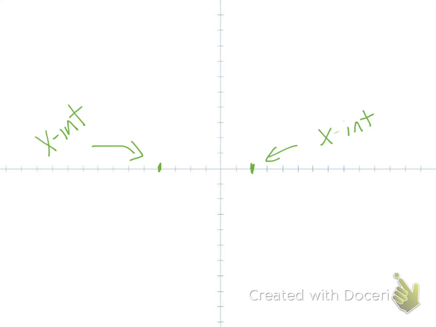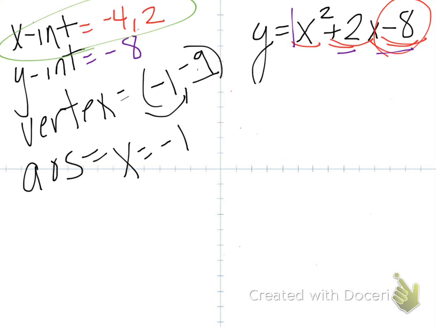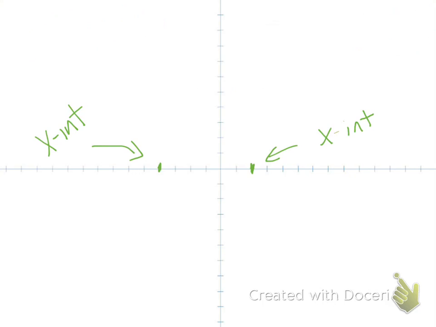I'll put the numbers in later. I always want to make sure I did it right. That's why I sketched this thing out before I start labeling. I've got a y-intercept of a negative 8. Negative 8. 1, 2, 3, 4, 5, 6, 7, 8.